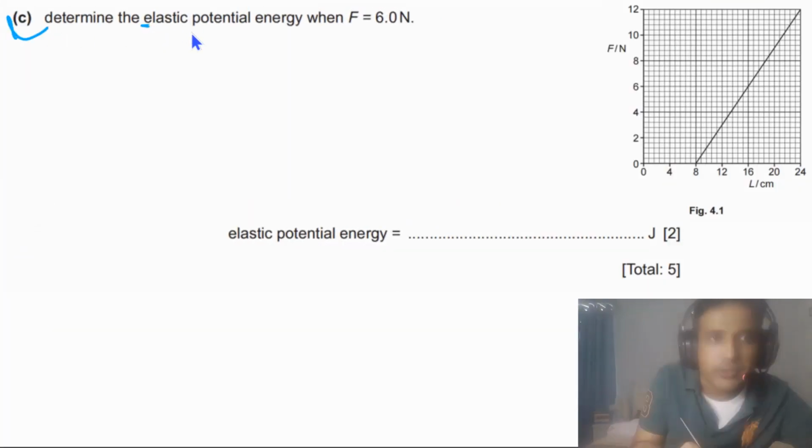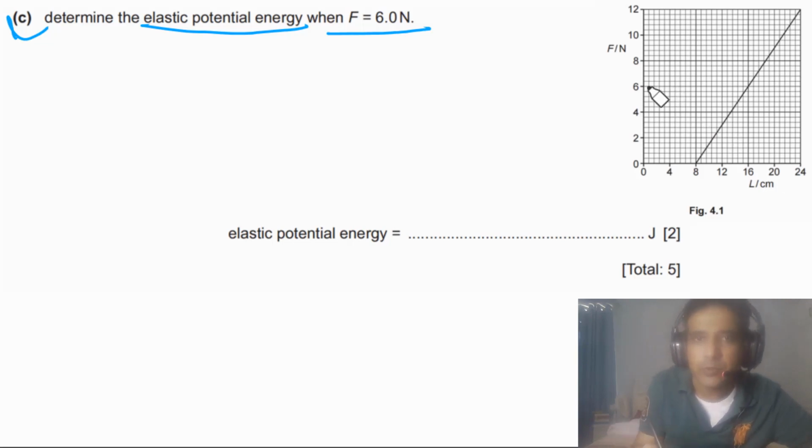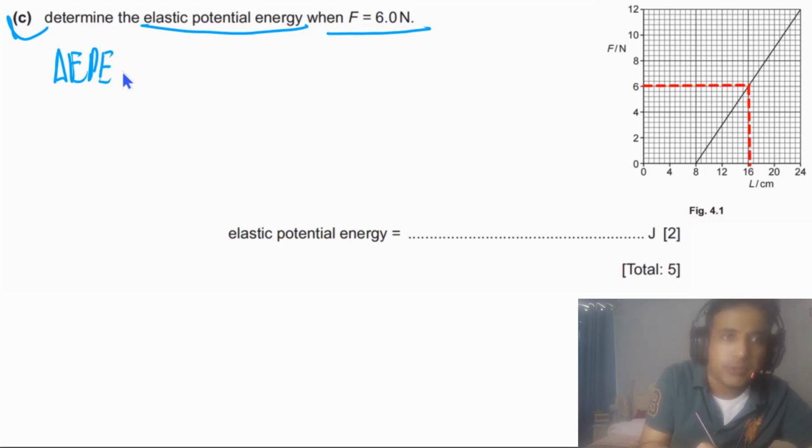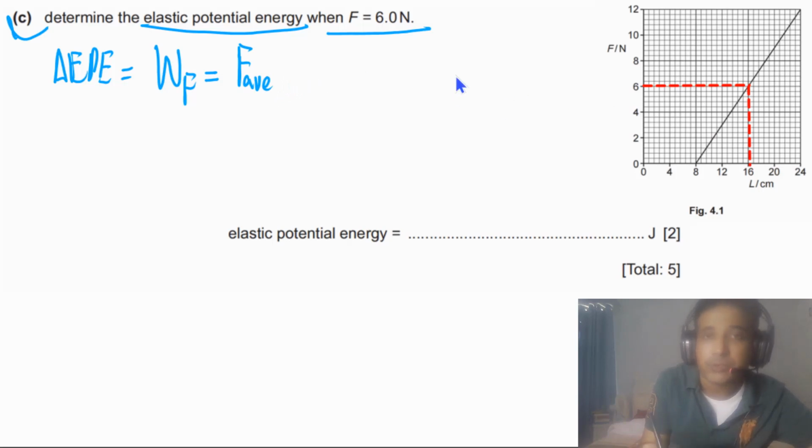Part C says determine the elastic potential energy when F is equal to 6.0 newtons. First of all, it is given to us that F is equal to 6.0 newtons, and from here we can find the extension. We need to calculate in this case delta EPE, meaning the change in elastic potential energy, and change in elastic potential energy will be equal to the work done by applied force, and work done by applied force will be equal to the average force, because in this case force is not constant, times distance.